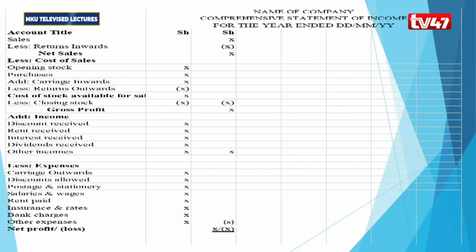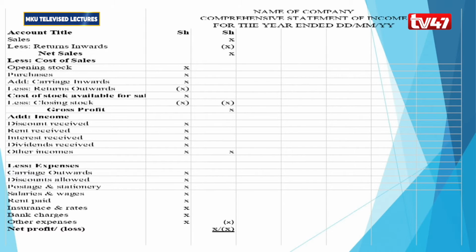So, how is it represented? Of course, we start off with the name of the company, and then you make reference to the type of account that you're preparing. So in this case, we have the comprehensive statement of income, and then be sure to indicate the date, the month, and the year. So we have, for the year ended, say, 31st December 2019.